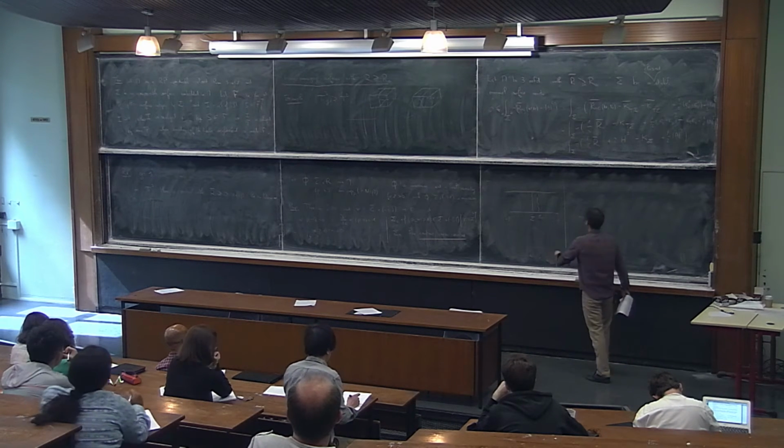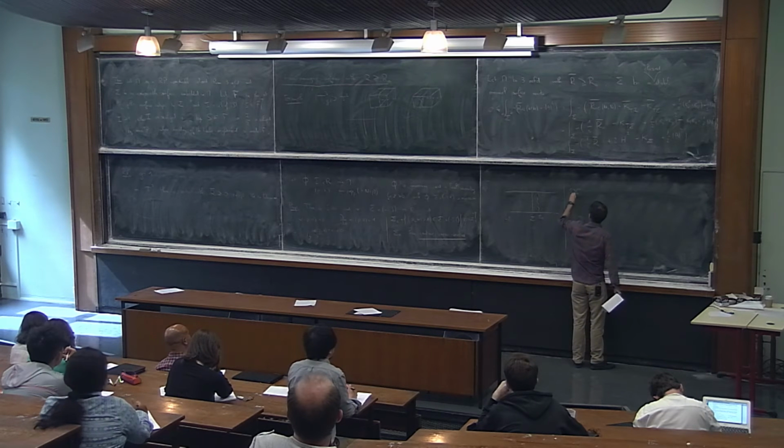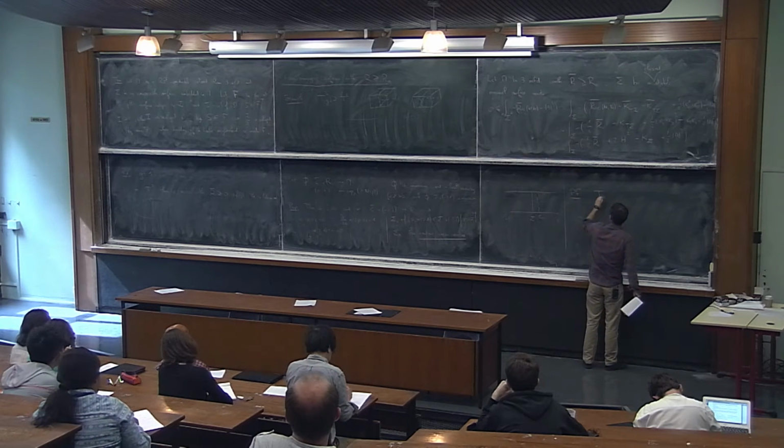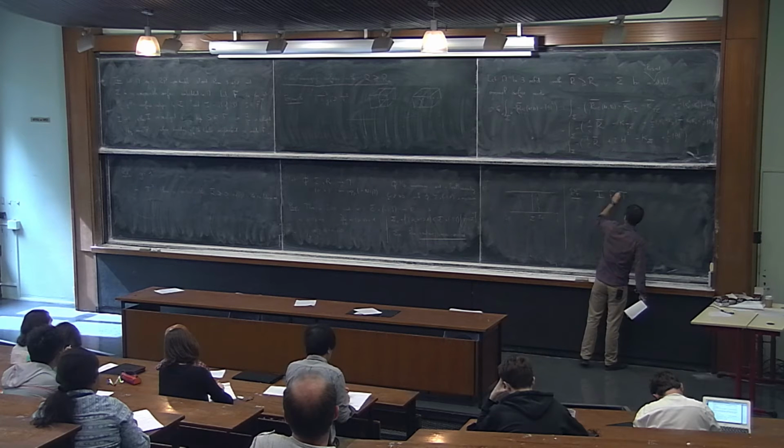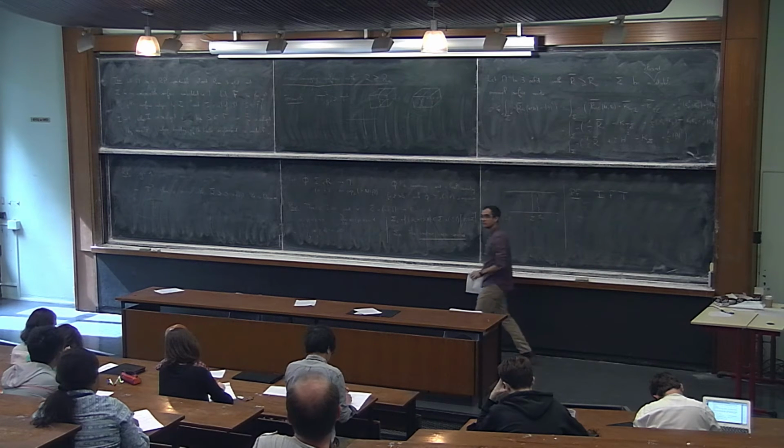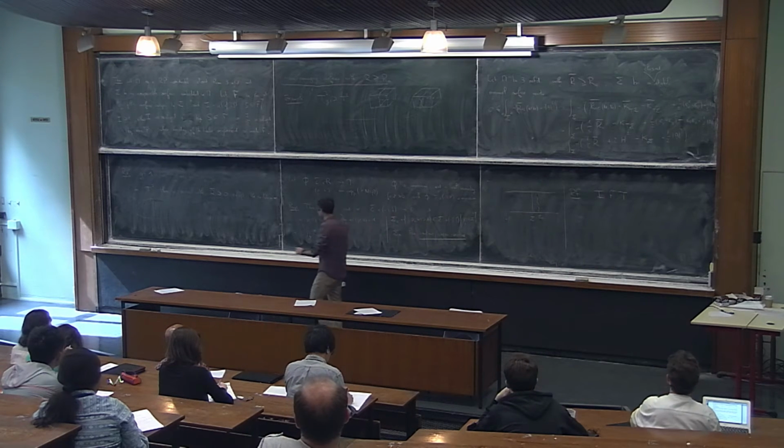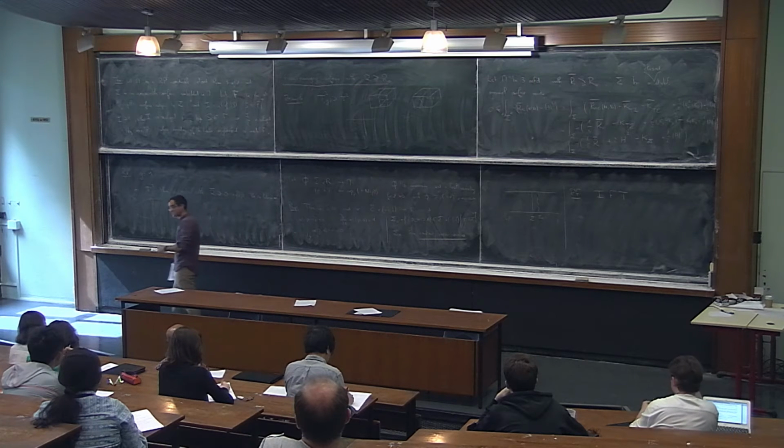So the proof of this is just the implicit function theorem. You have to choose the space, but it's just the implicit function theorem. You can do this.